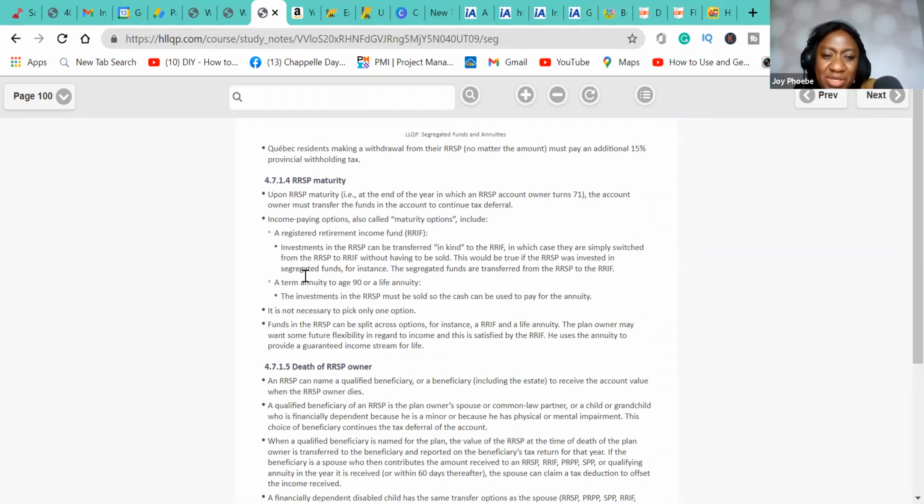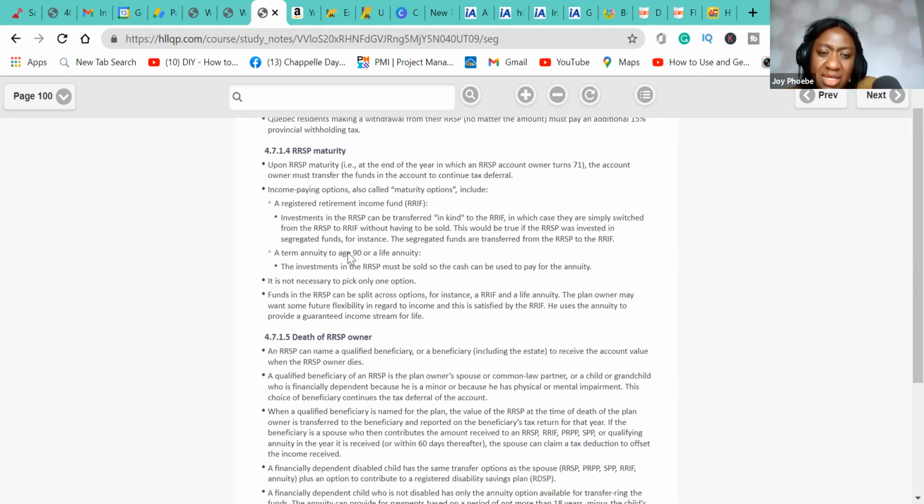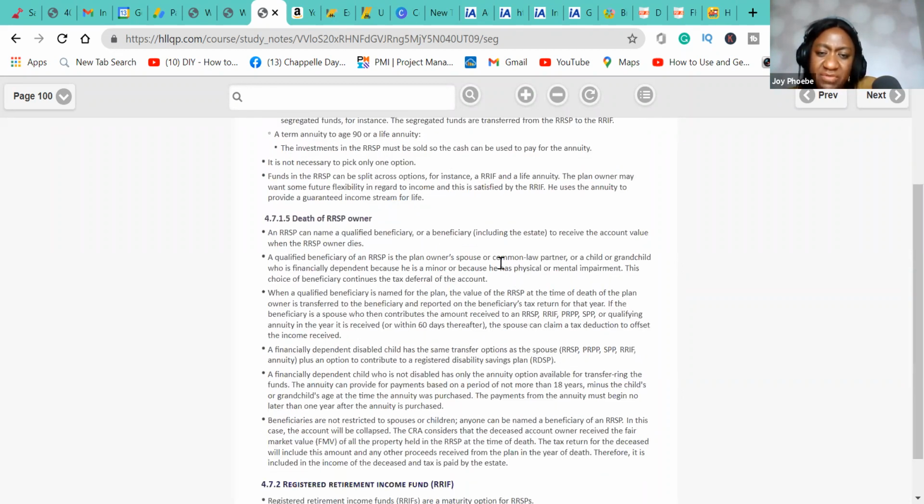Well, talk about RRSP maturity. Upon RRSP maturity, that is at the end of the year in which the RRSP account owner turns 71, the account owner must transfer the funds out of the account to continue tax deferral. That can be done by transferring the balance in the RRSP account to a RIF, which is a Registered Retirement Income Fund account. Then upon death of the owner, an RRSP can name a qualified beneficiary or beneficiaries, including the estate.